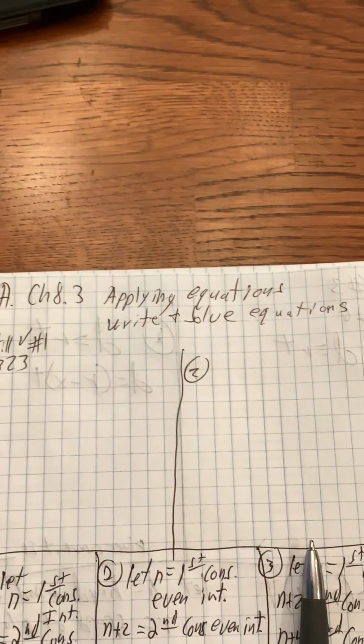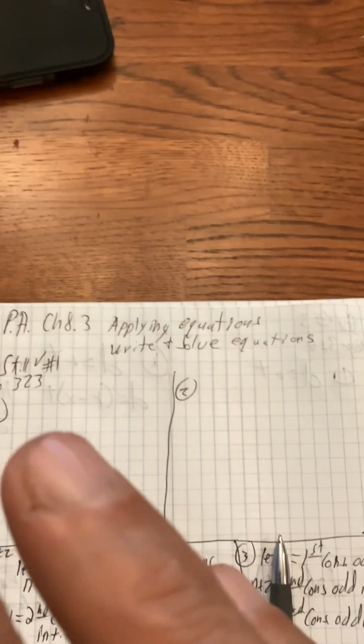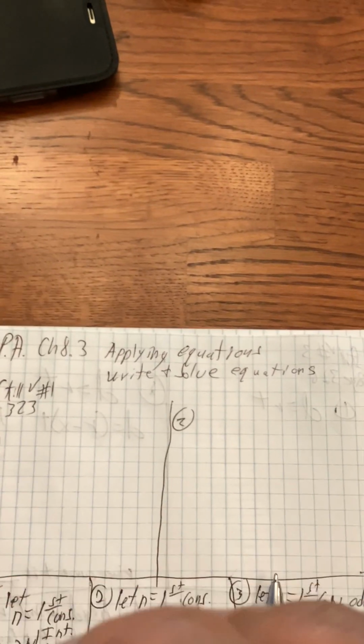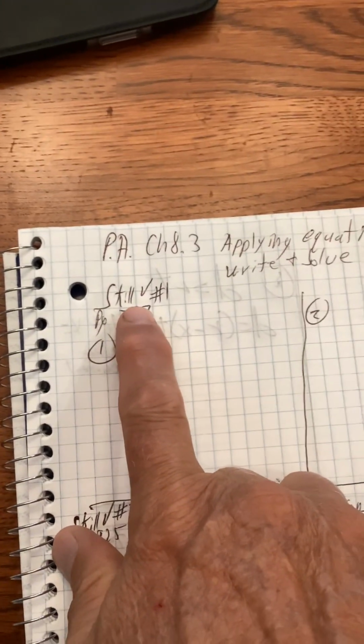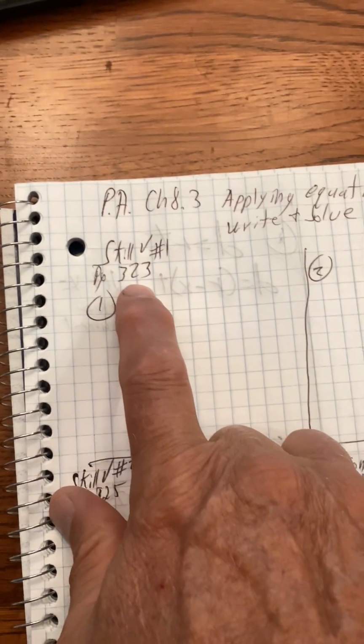chapter 8, section 3, applying equations, which means you're going to define a variable, you're going to write your equations and solve them to be able to answer the question, right? So here's skill set number 1 on page 323.